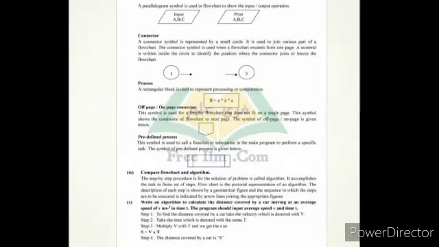And question number 9 is compare flowchart and algorithm. And question number 10 is write an algorithm to calculate the distance covered by a car moving at an average speed of v in time t. The program should input average speed v and time t. Dear students, answers are also available with questions, so you have to solve these questions in your notebooks.